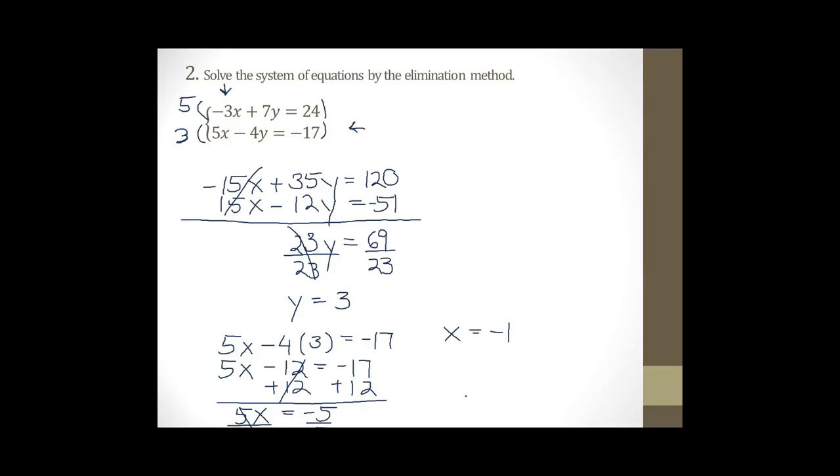negative 1. And remember, like I said in the previous slide, these systems of equations are either crossing somewhere, parallel lines, or the exact same line. In this case, we have a point, so those two lines are crossing and we have to write it as a point. So negative 1, comma 3 would be the point that the two lines are crossing.